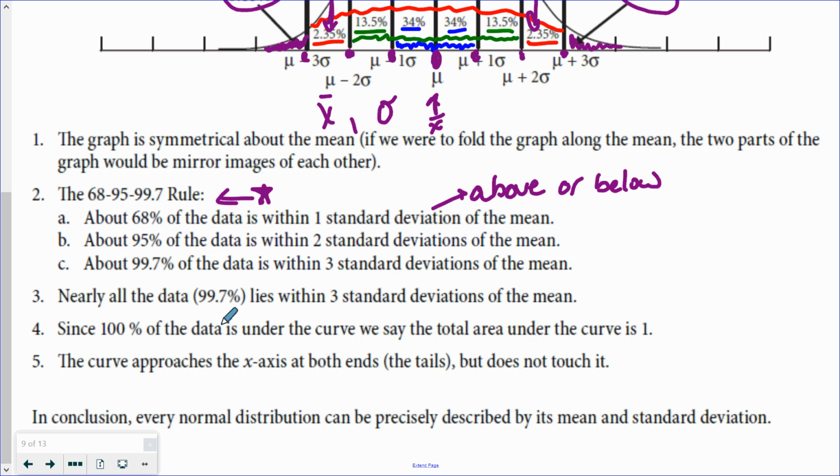Since 100% of the data is under the curve, we say the total area under the curve is 1, representing 100%. The curve approaches the x-axis at both ends, but does not technically touch it. It should go on forever, or it goes on quite significantly further than you would actually see. So in conclusion, every normal distribution can be precisely described by its mean and its standard deviation. So let's look at this with actual values now.